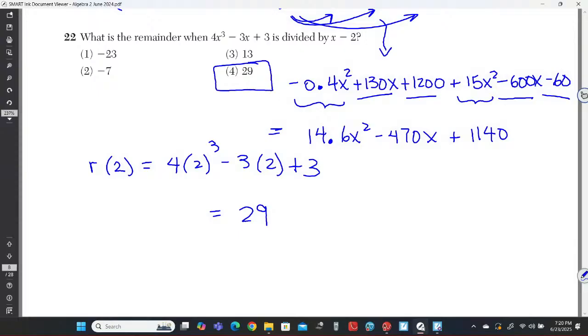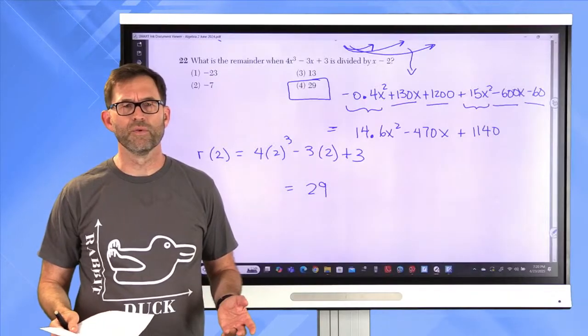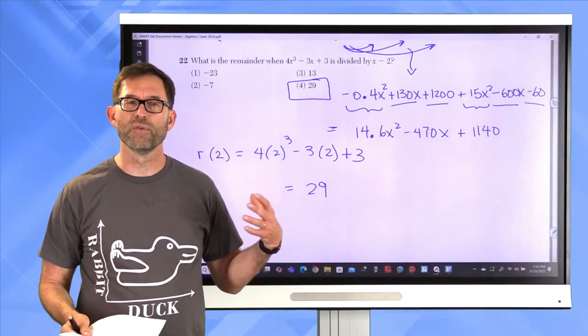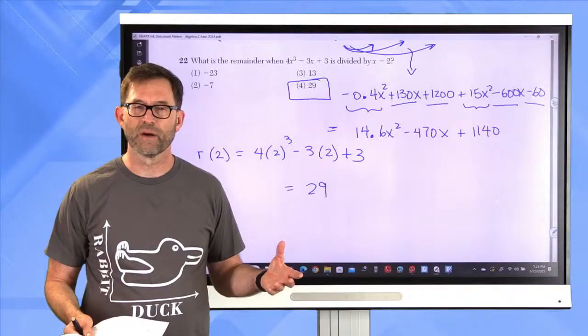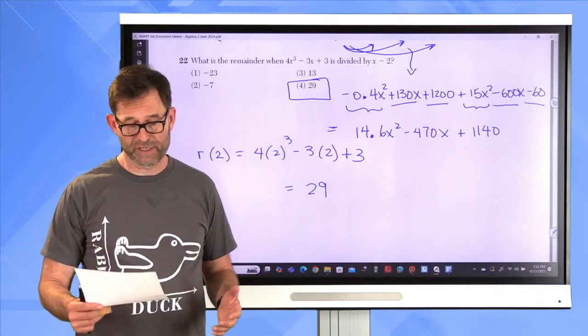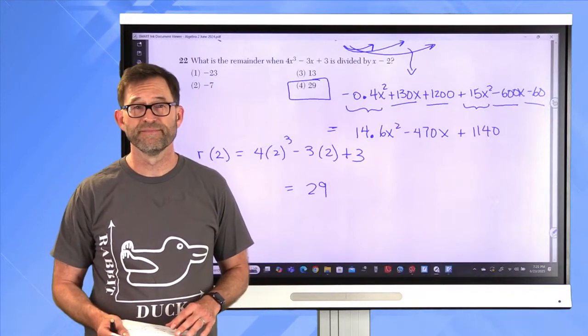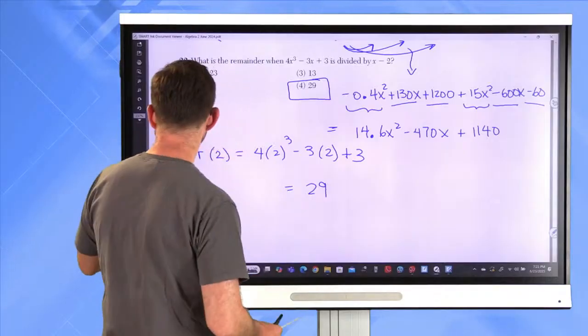And there's your remainder. Now, it is possible that what they expected you to do in this is to actually do the polynomial long division. All right? I'm not sure. But it's very, very similar to question number 14 that we had earlier. All right, let's keep going.